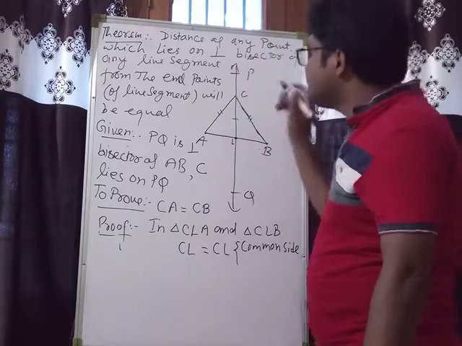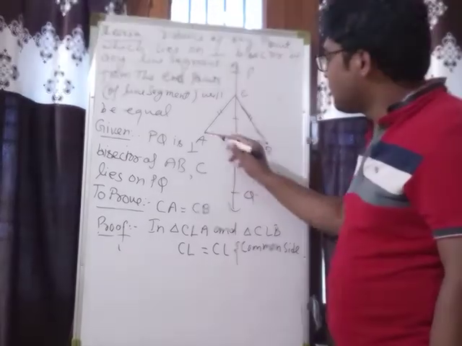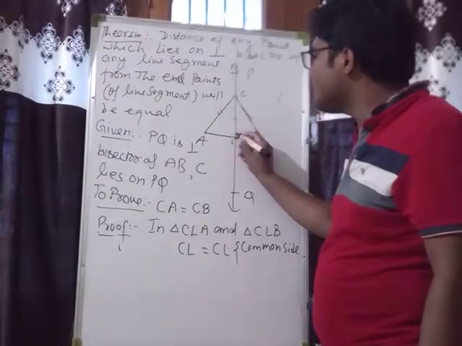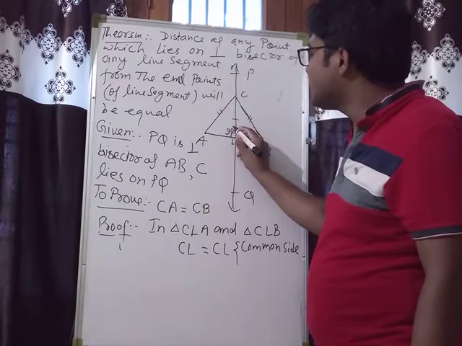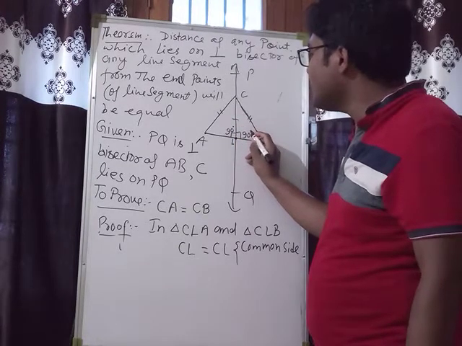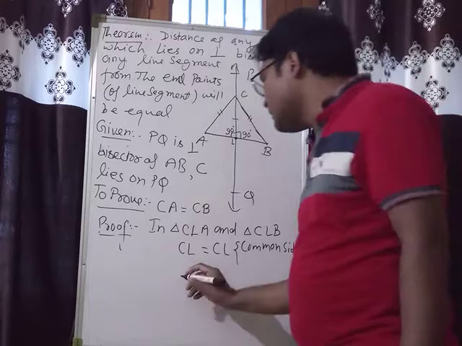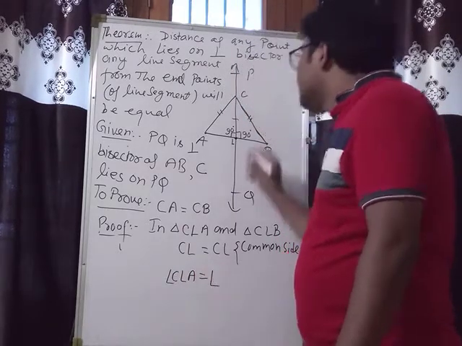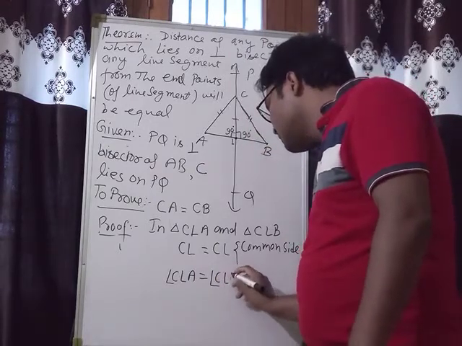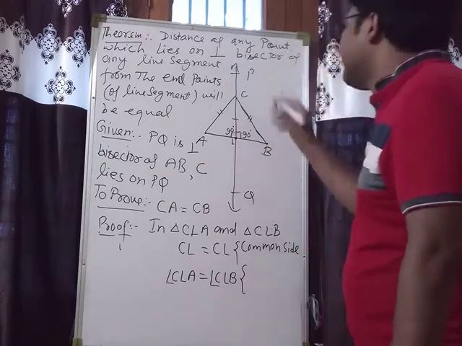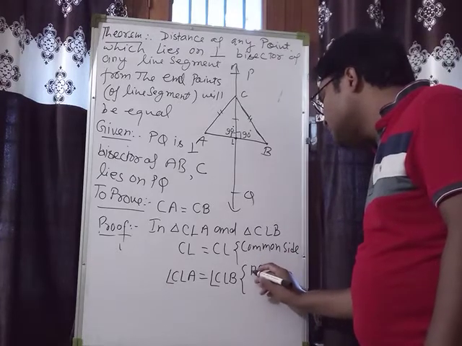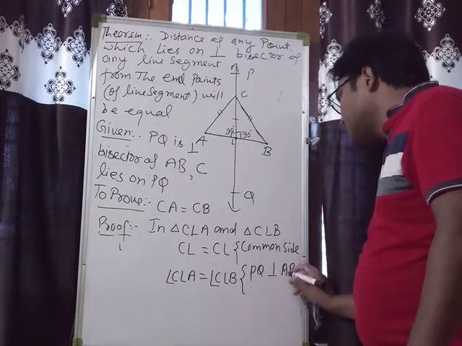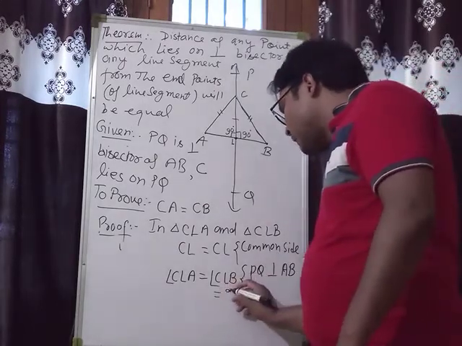Okay? And see, this PQ is what? Perpendicular of AB, that is perpendicular bisector. Means perpendicular of AB means this one is 90 degree and this angle will be also 90 degree. Okay? So we can say that angle CLA equal to CLB, because PQ is perpendicular on AB. Both are equal to 90 degree.